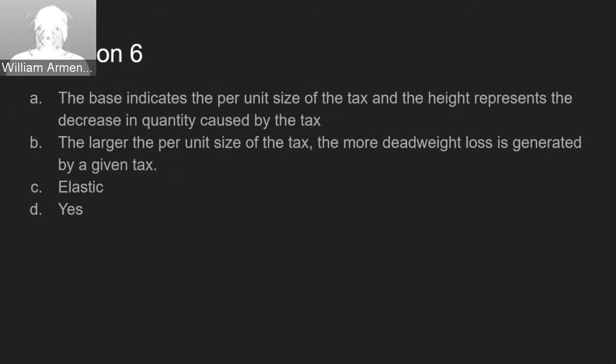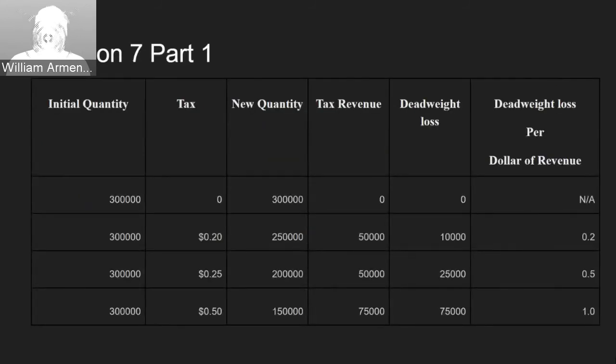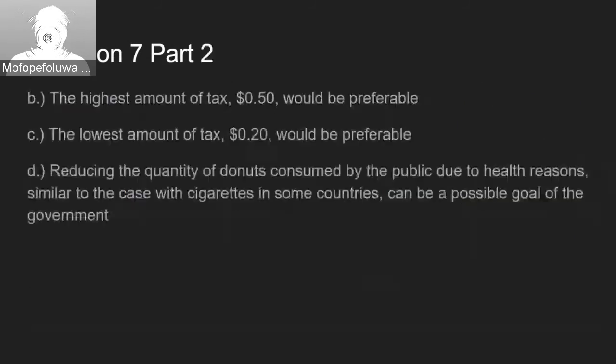And then for Part D, you can answer the preceding questions for a subsidy. You just need the base and the height of your triangle. For question 7, Part A, we're asked what the tax revenue and deadweight loss would be for each amount of tax imposed on the donuts. I have compiled a table that shows that for each amount of tax, for the 20 cents, 25 cents, and 50 cents in the table, as you can see.